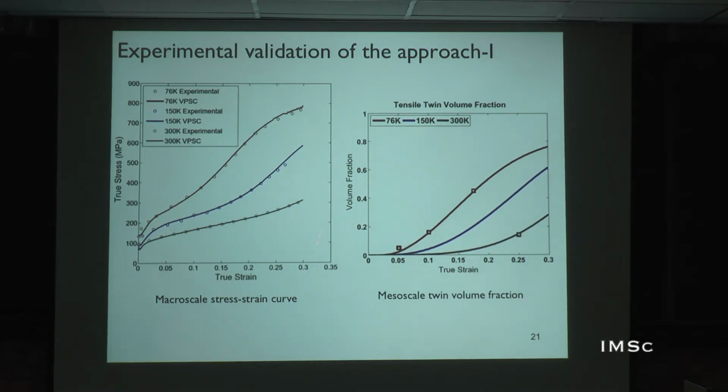As a function of temperature we are able to match. At 76 Kelvin, 150 Kelvin and 300 Kelvin we are doing a macroscopic stress strain curve for a particular zirconium, and then you measure the volume fraction of the twin and you say, okay, the approach is good. I don't have the predictions without the probabilistic approach here, but they don't tend to fit all the temperatures with the same efficiency.